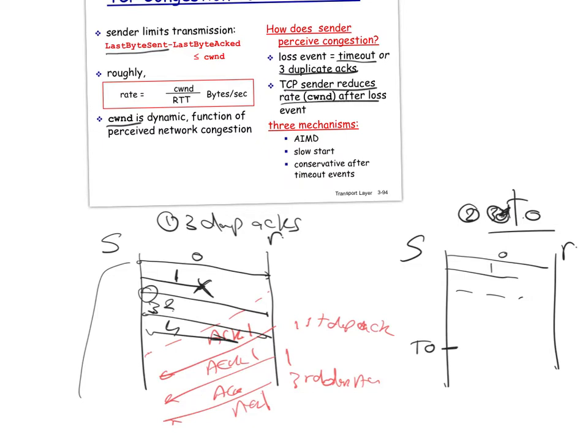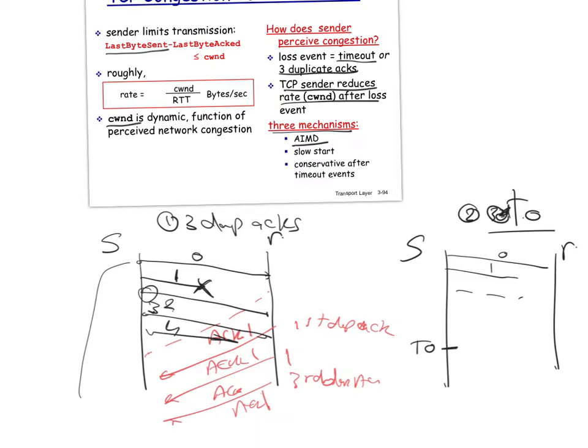So TCP reduces the rate after any loss, whether this or this. But we'll see that there is some slight difference when it gets a timeout versus three duplicate ACKs. For both of them, it has to reduce, but there is some slight difference between the two. So there are three mechanisms that we will talk about.